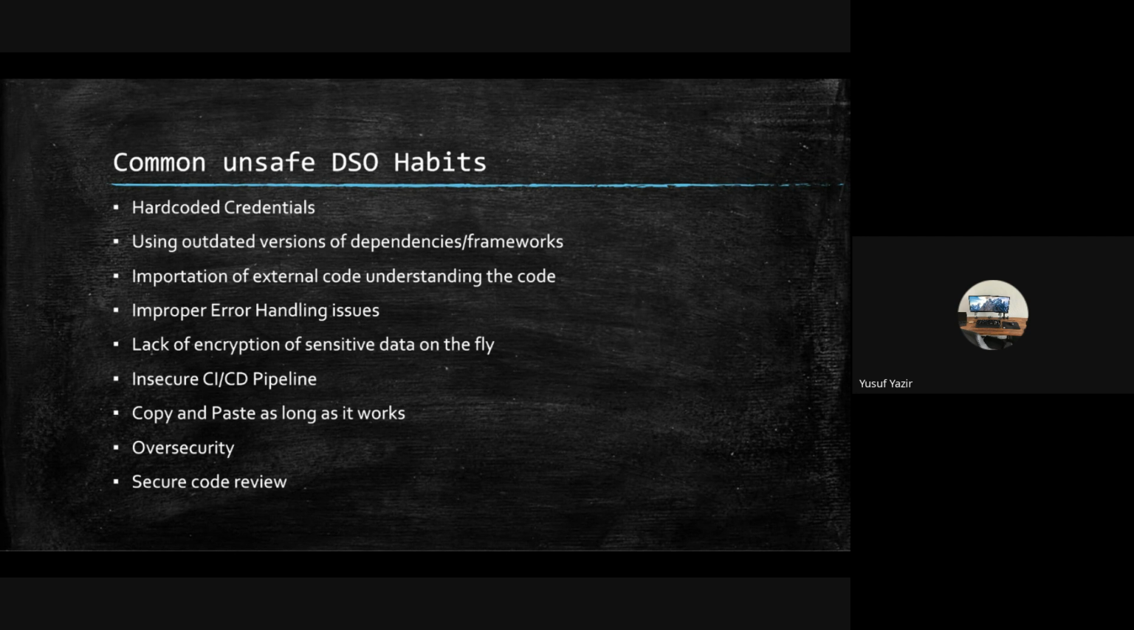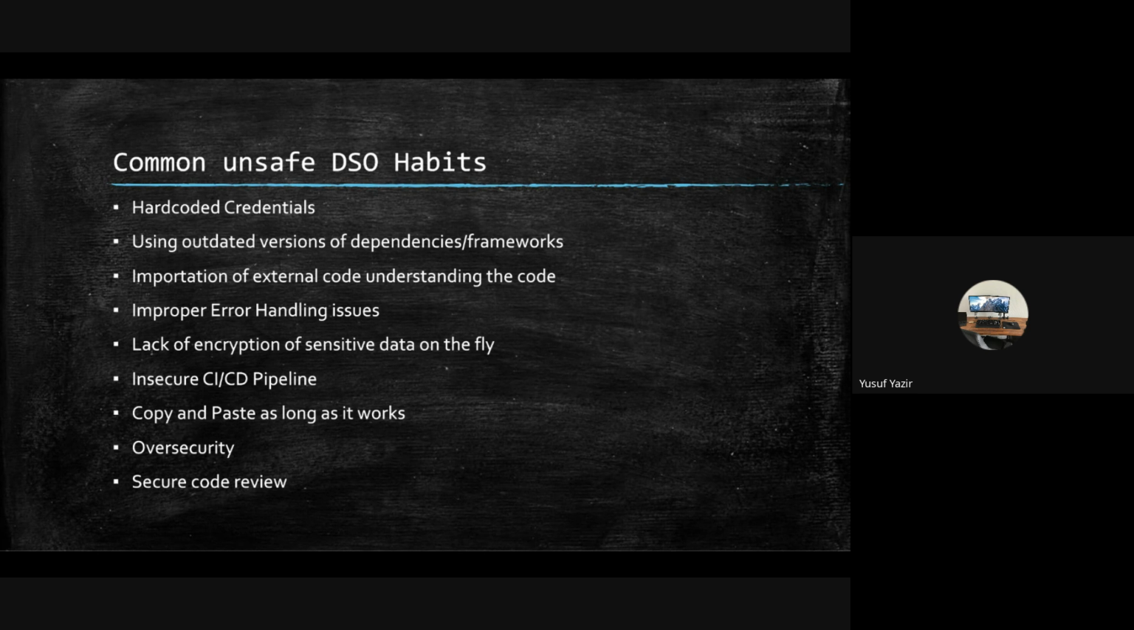Okay, cool. So, common unsafe DevSecOps habits. We mentioned hard-coded credentials, like putting credentials in your code. This is really common. And we have using outdated versions of dependencies or frameworks. I think I explained this in the next slide. So, importation of external code without understanding the code. Improper error handling, I explained that. Lack of encryption of sensitive data on the fly.